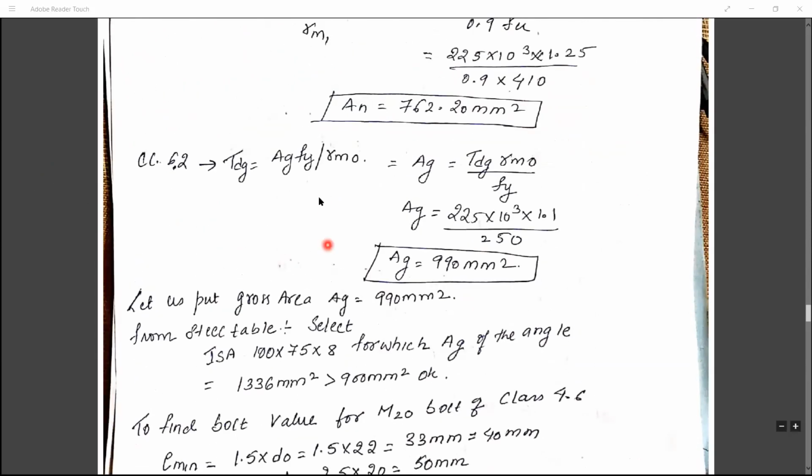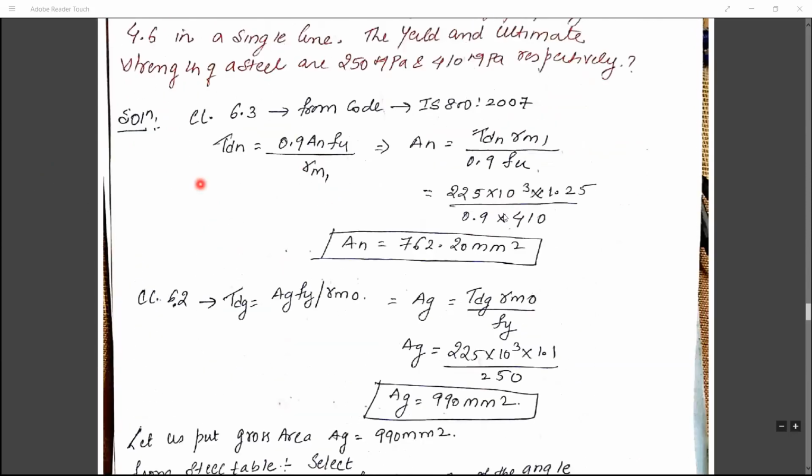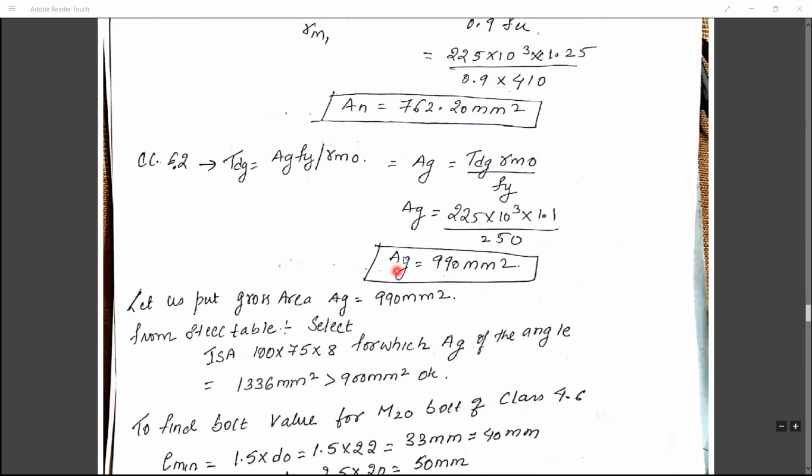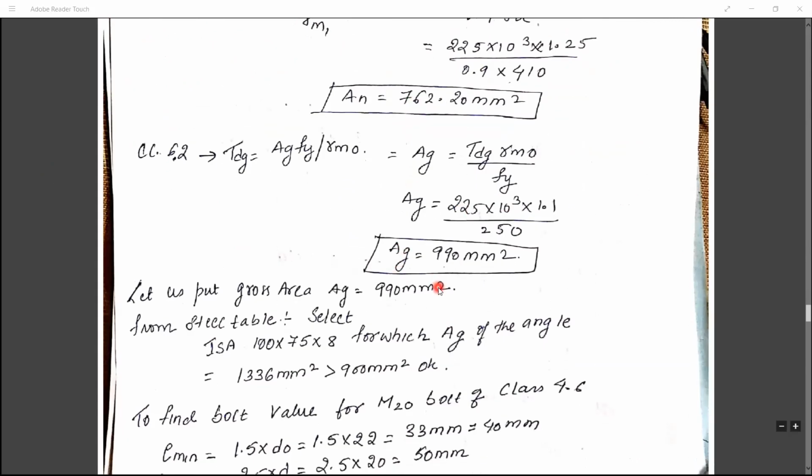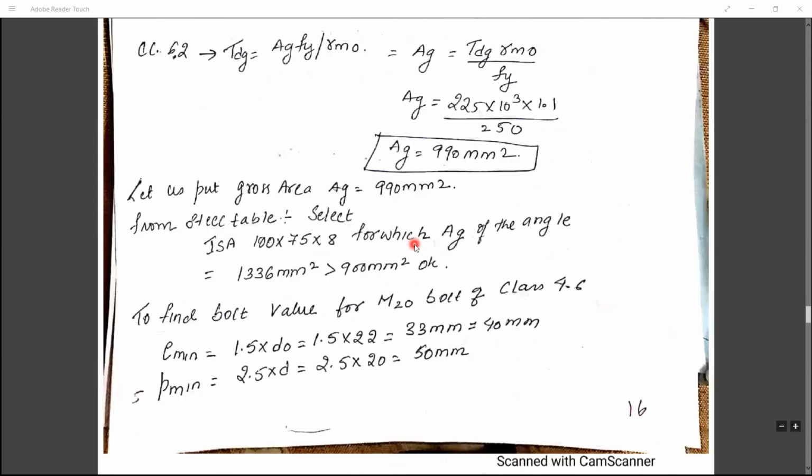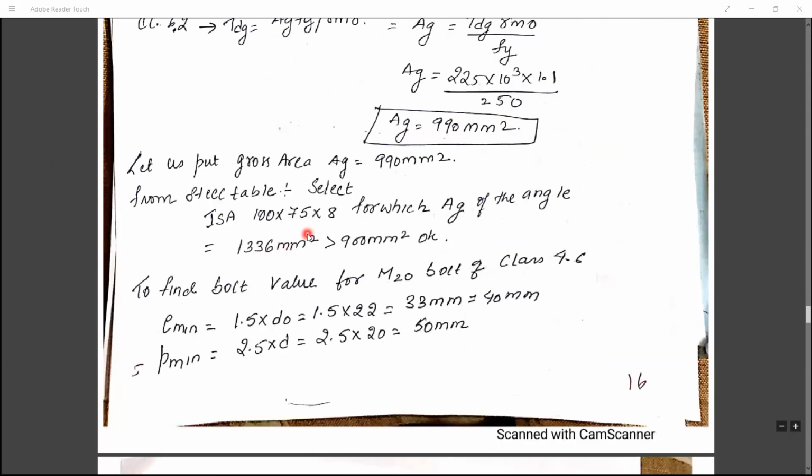Then always, as I have discussed in the last problem, always select the higher areas. 762 and 990, compare it. Select always higher areas. When you select the higher areas and go to the steel table with respect to the unequal angles, you will find this angle as 100 into 75 into 8. So that angle with respect to cross sectional area you will get as 1336 mm square.